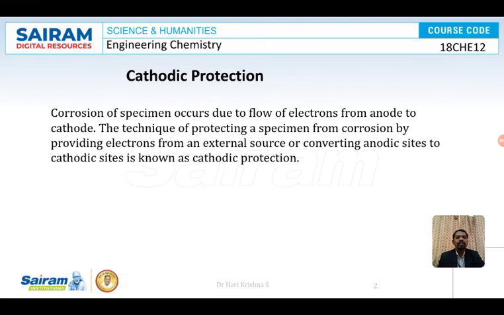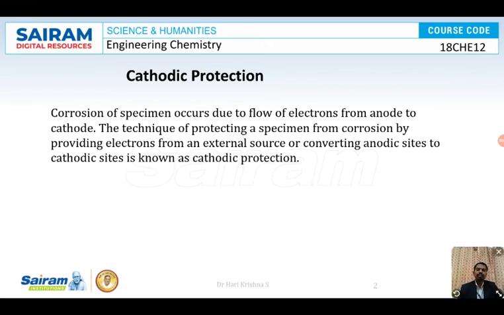Before discussing what cathodic protection is, let us see why corrosion occurs. Corrosion of any metal or specimen occurs because of the flow of electrons from anode to cathode. In order to satisfy the electron demand of the cathode, the metal acting as anode undergoes corrosion. We can prevent that either by converting the entire anode into cathode, or by satisfying the demand of electrons of the cathode by supplying electrons to it from some other external source.